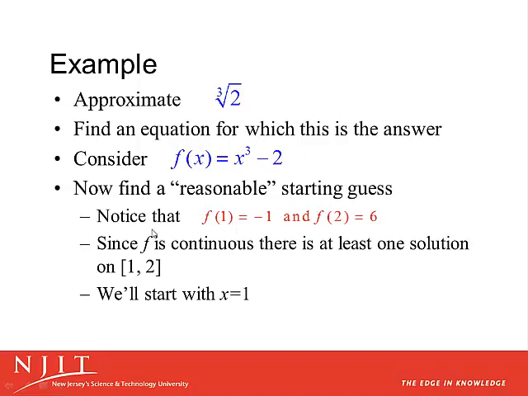A reasonable starting guess? Well, we have to find one. We can note that f of 1 is 1 minus 2 is negative 1, and f of 2 is 8 minus 2 is 6. So there's a root between x equal 1 and x equal 2. And the function is continuous on that interval, so there is at least one solution on that interval. One can use the mean value theorem to show that there can only be at most one solution to x cubed minus 2 equals 0. So we'll start with x equal 1 because the y value at x equal 1 is closer to 0 than the y value at x equal 2.